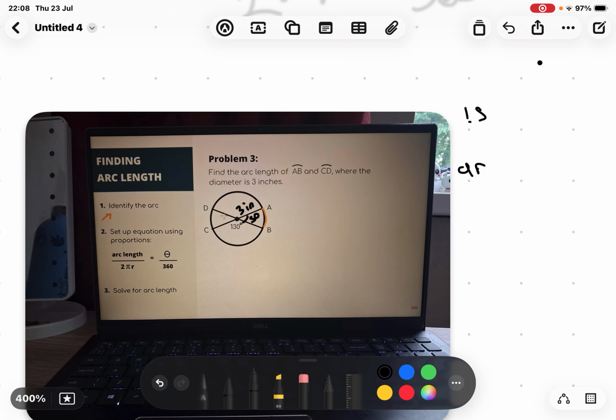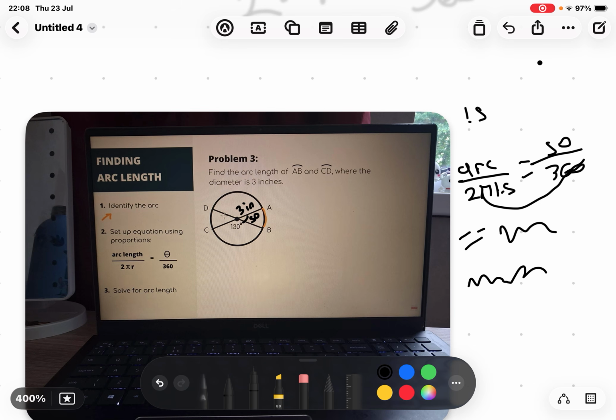So arc over 2 pi 1.5 equals 50 over 360. Then move this here, and then the arc equals something, and then we multiply that something by 2 because these two are equal, and we need to find the arc length of both together.